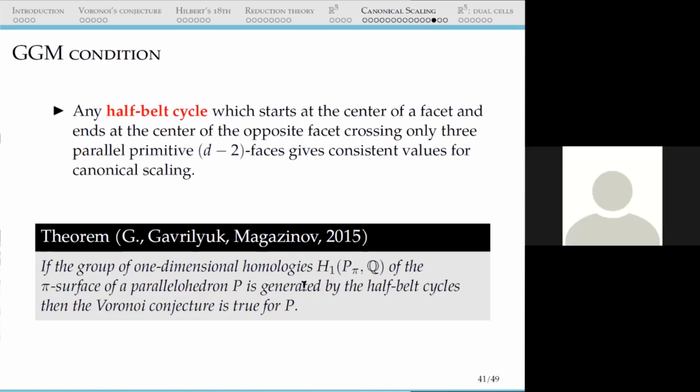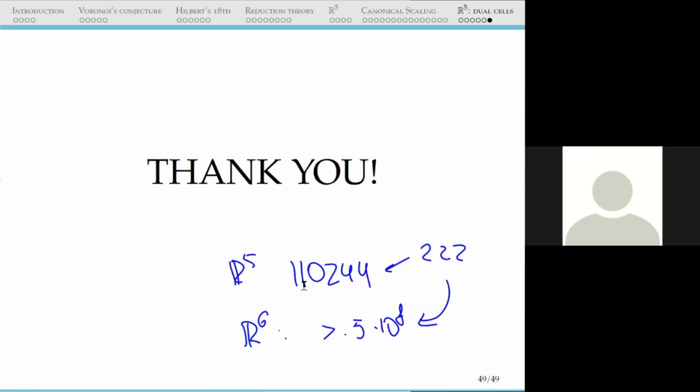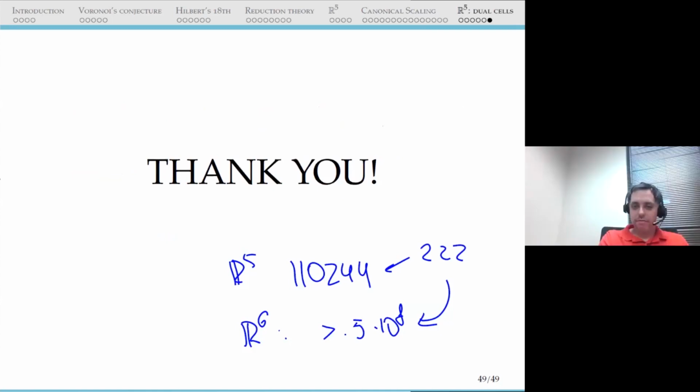Okay. How is it possible that about 200 Delaunay triangulations produce 10,000 parallelohedra? Oh, yes. So 222, and they produce 110,000 different. So basically, what can be done, and that can be done in the 5-dimensional case. Let me try to describe that in a simple way.